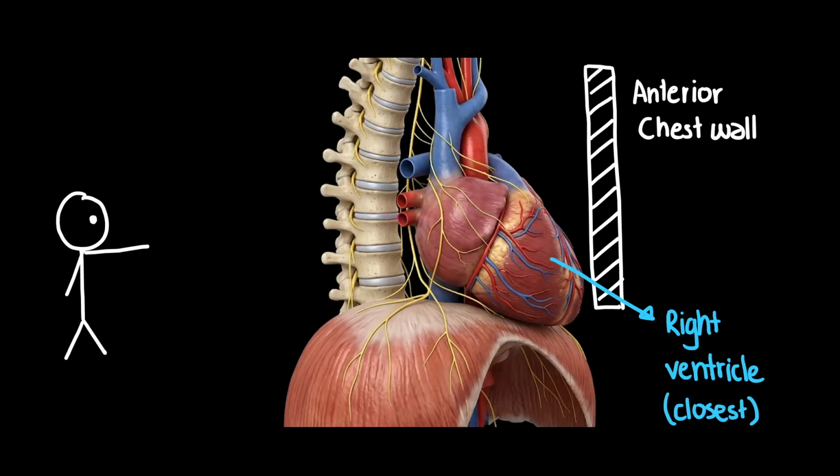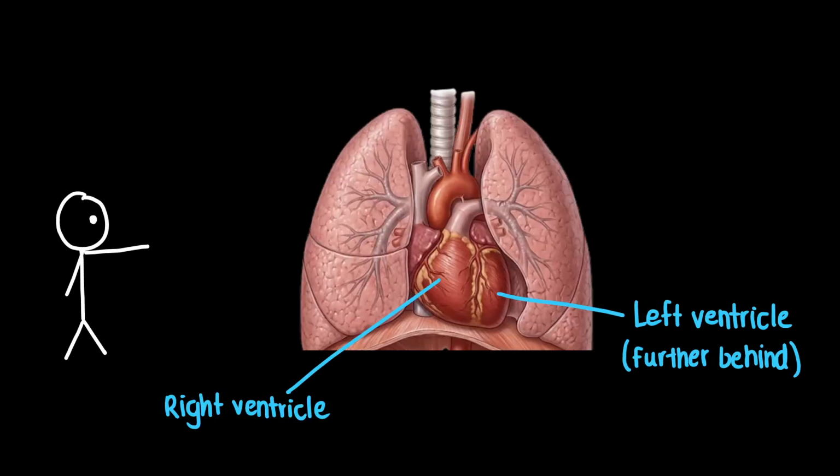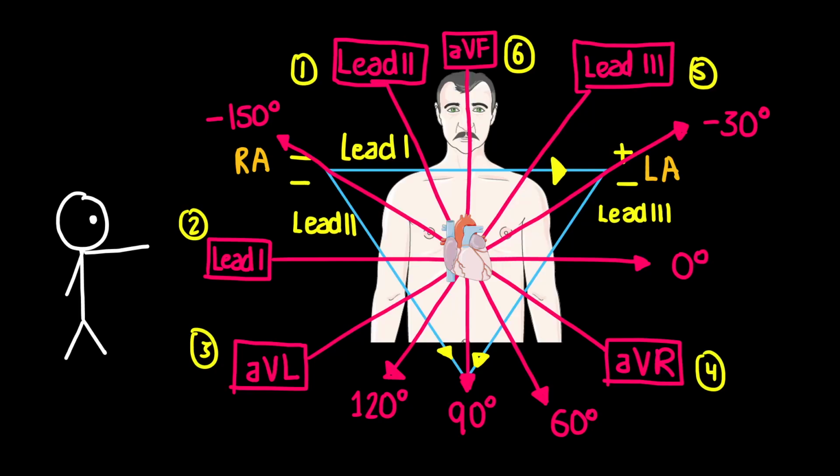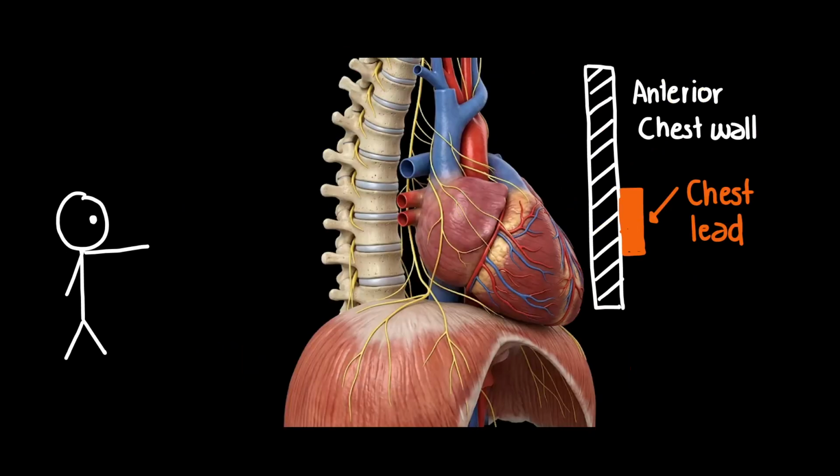And the right ventricle sits anteriorly, closest to the chest wall. The left ventricle sits behind it, further back. The limb leads can't see that difference. For that, you need a completely different plane and a completely different set of leads. So we add 6 more leads, placed directly on the chest, looking at the heart from the front.